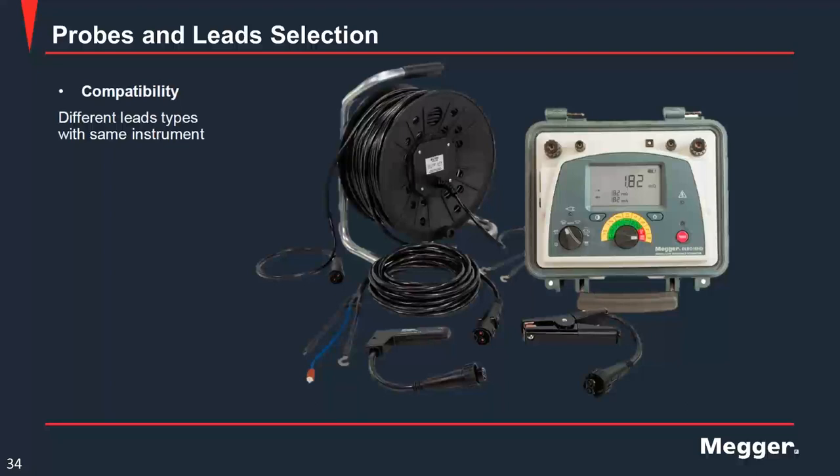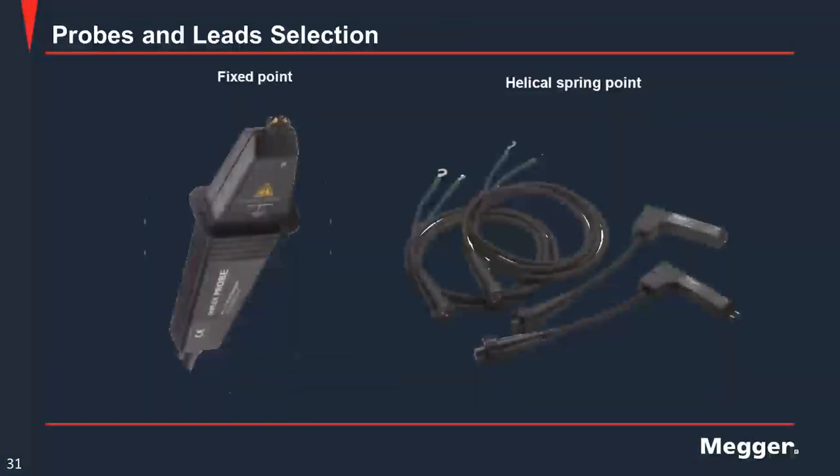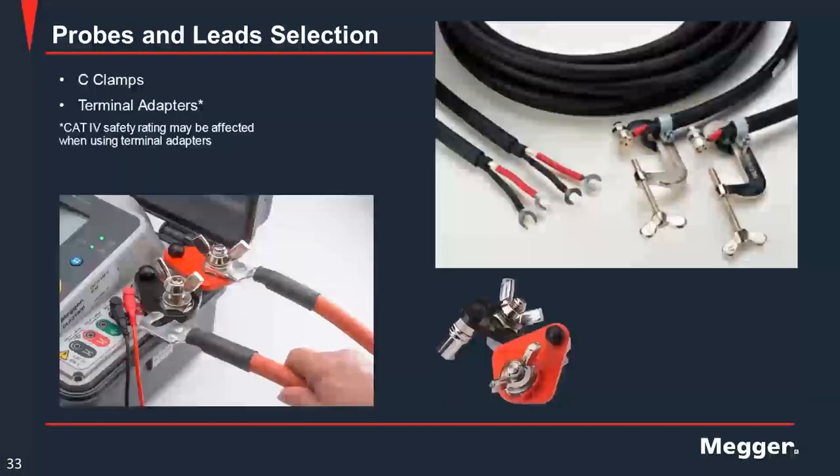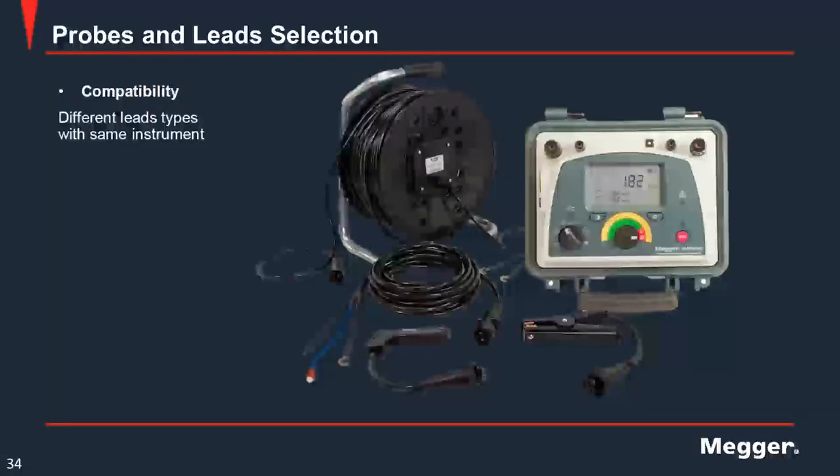If you need testing on a battery system, maybe you need something like a probe with a helical spring point. If you need to test a make on the circuit breaker, maybe you need a separate connection. We also have the reel type like this for testing, like in a wind turbine, because you need a long cable to connect to its connection on the wind turbine.